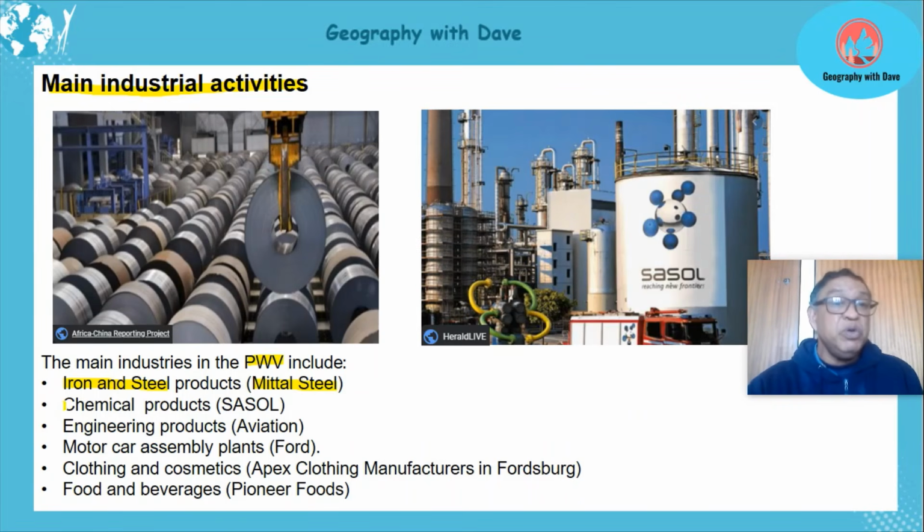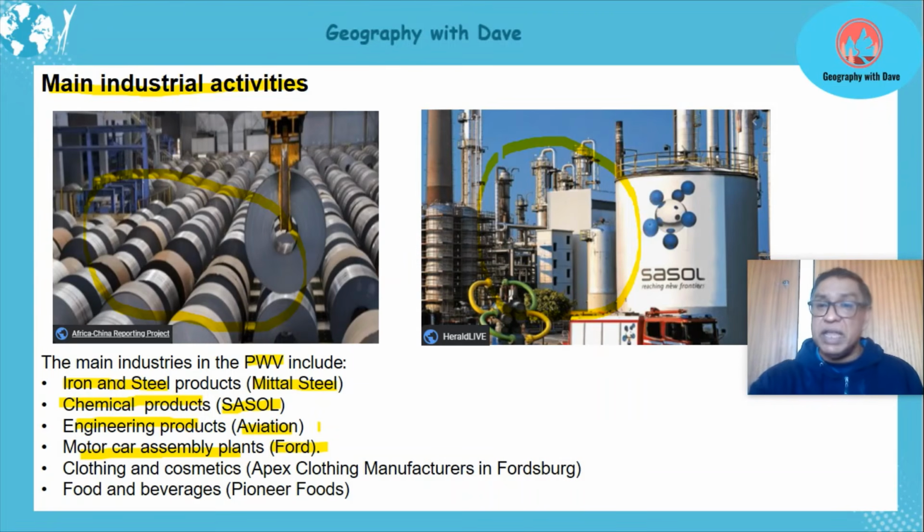Another thing huge here, can you see the steel being produced here? And then the chemical products, there are so many different chemical products. I'm using Sasol, which takes the coal and makes fuel, which supplies a significant amount of fuel to the country also. Engineering products, for example for aviation, involved in parts of aircraft, etc. Motor assembly plants, like Ford, is found here.